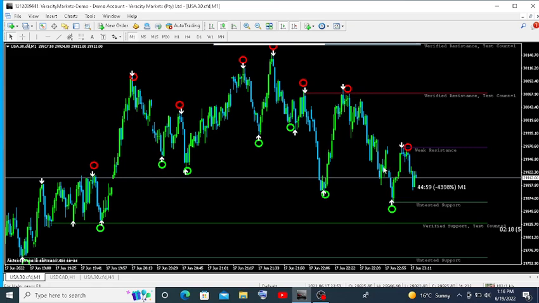Now see what is happening here. I don't have my drawing tools. I will start from this red circle. This red circle says you must sell when it appears. You sell immediately from the next candle, and when the green arrow appears, you close your sell position, and from this green circle you buy. When the red arrow or the red circle appears, you close your buy.